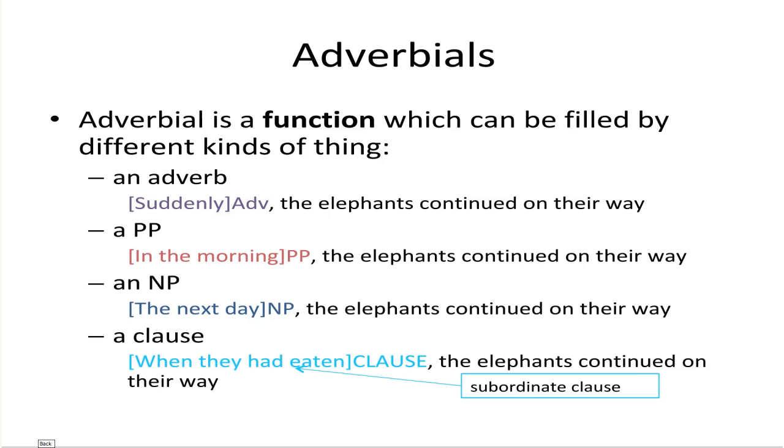The important thing to notice here is that all of these different elements, an adverb, a prepositional phrase, a noun phrase, and a clause, they're all doing the same job here. They're telling you when the event happened. So they're doing the job of being adverbials.